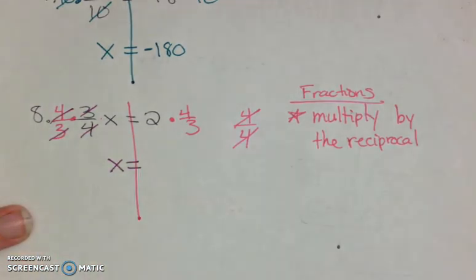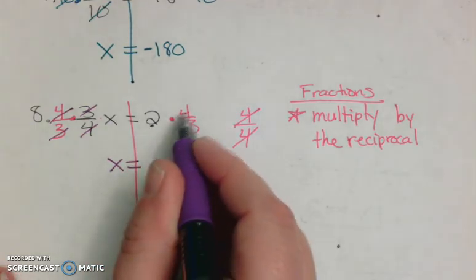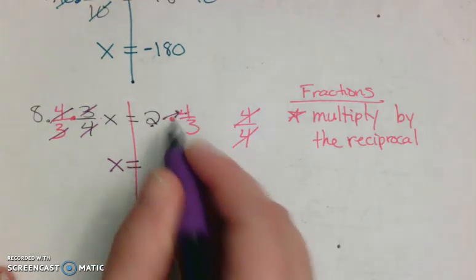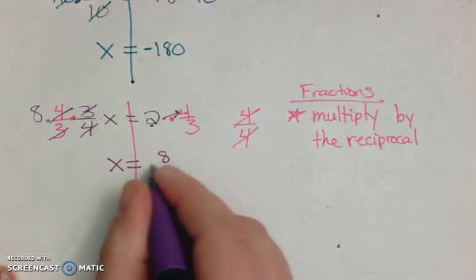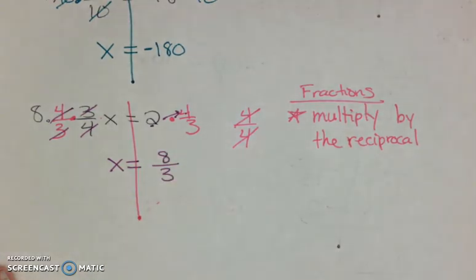X equals, okay, so multiplying this, we can do it. You just take your number times the top. 2 times 4 is 8. And then you put 8 over 3. And I would reduce it if I can, but that's as reduced as it will be. You do not have to change it to a mixed number. Improper fractions are fine by me.